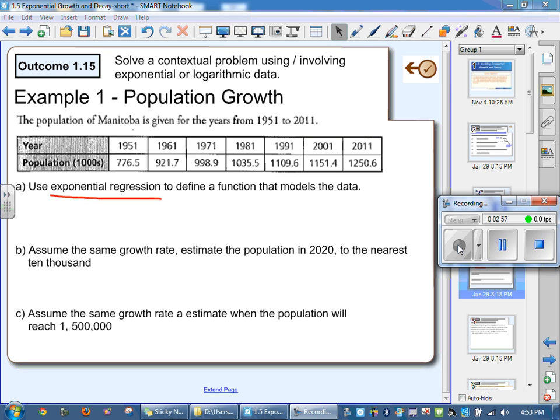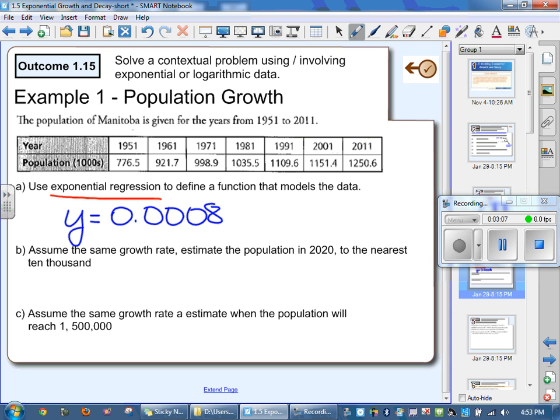Okay, we've got a couple minutes to do that. We're going to get an equation that looks like this: y equals 0.0008, and our b number we got was 1.007, and it was run on. The a and b values were both run-on decimals.